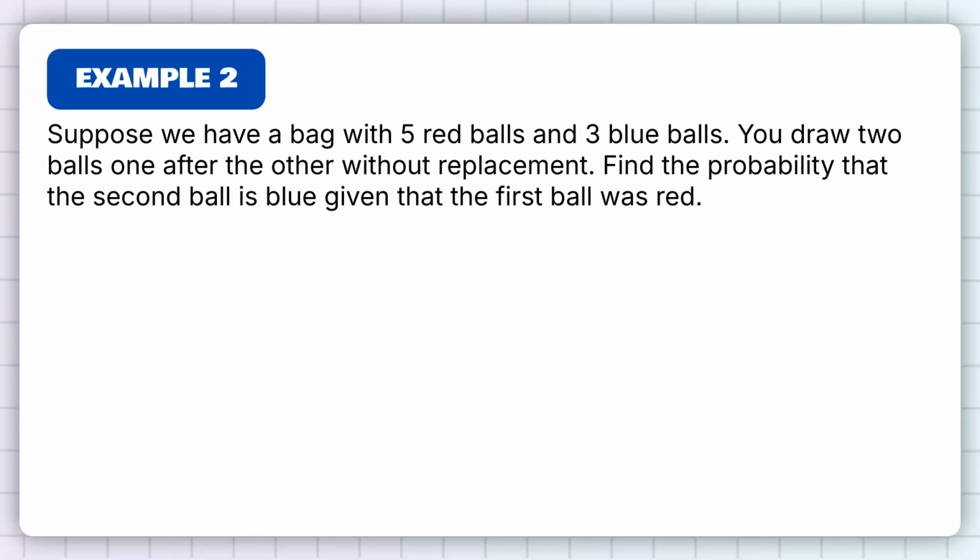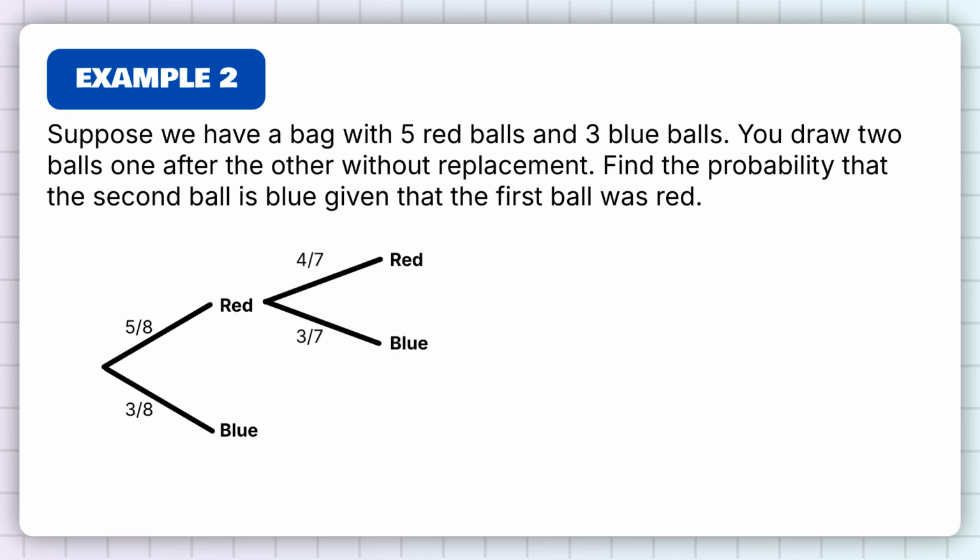Let's consider another example using a tree diagram. Suppose we have a bag with 5 red balls and 3 blue balls. We draw 2 balls one after the other without replacement. We want to find the probability that the second ball is blue, given that the first ball was red. First, let's draw the tree diagram. The first branch splits into drawing a red ball, which has a probability of 5/8, and drawing a blue ball, which has a probability of 3/8.